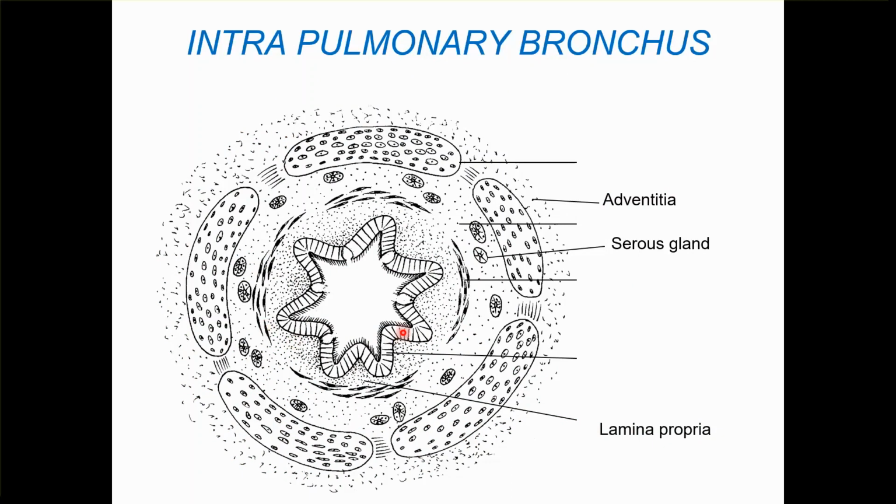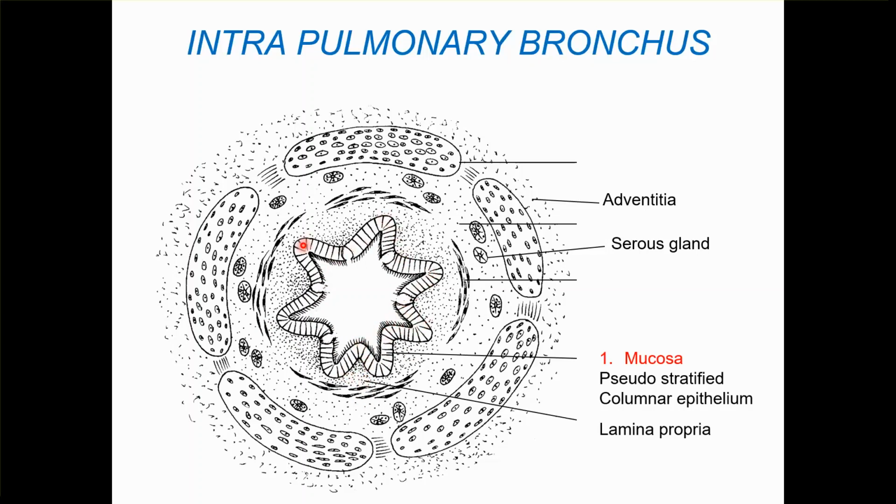So we can see in the diagram, this is the epithelial lining, which will be the same pseudostratified columnar epithelium with few goblet cells. And next you can see that here it is thrown into folds. This is the meaning of thrown into folds.